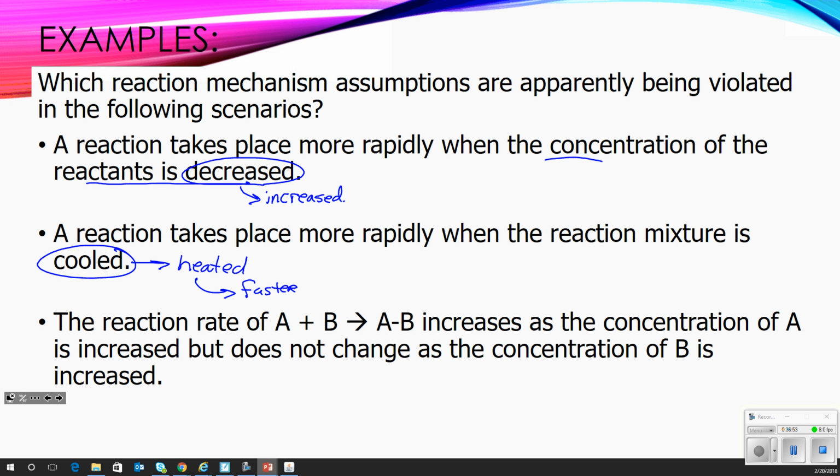I need one A and one B to make the compound AB. So if I increase A but don't increase B, how can I make more compounds AB? You need to increase both. So it does not change. We're not going to do that. We're going to actually say we increase B as we increase A, and we're going to get increased. Okay?